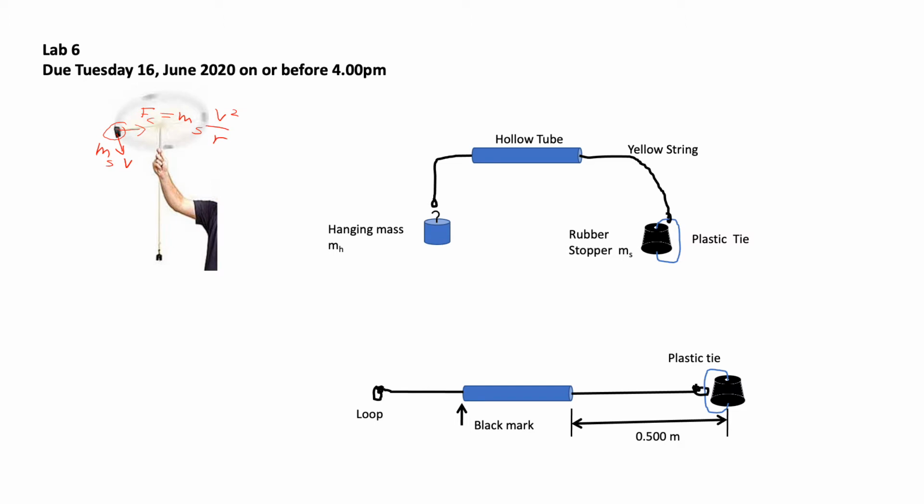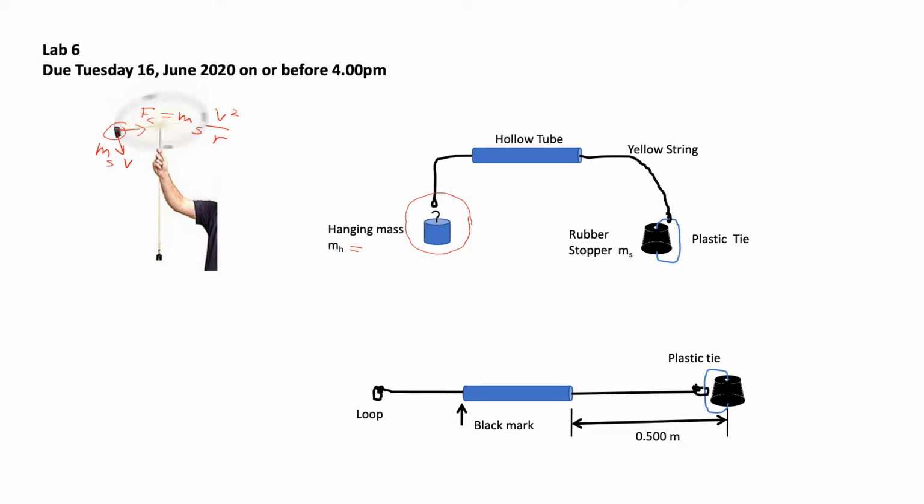So if you know the radius and the mass, and we can calculate the velocity, then we can calculate centripetal force. In this experimental setup, we have a plastic tube and a string. It's a bright yellow string, and on one side of the string we attach a rubber stopper, and on the opposite side we can attach different masses. We call it the hanging mass.